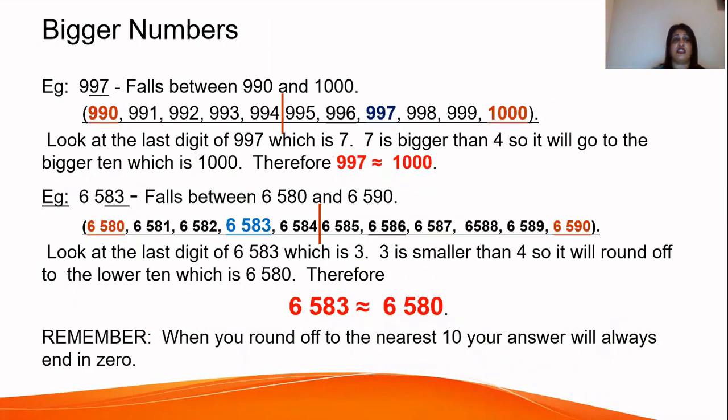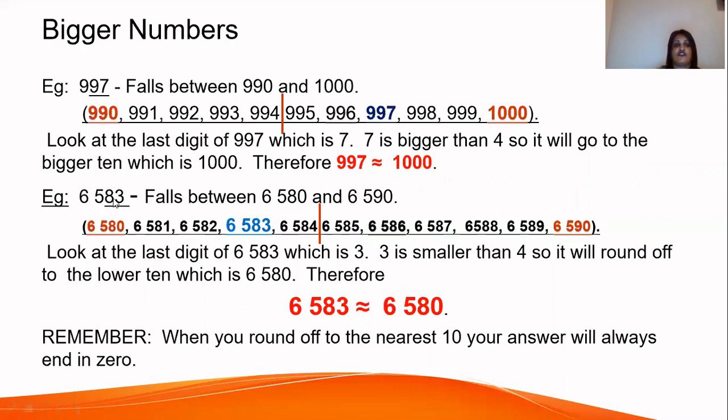Now, let's look at 997. Also falls between 990 and 1,000. But let's look at the last digit, which is 7. 7 is greater than 5, so it's going to round up to the nearest 10, which is 1,000. So, therefore, 997 rounded off to the nearest 10 will be 1,000.